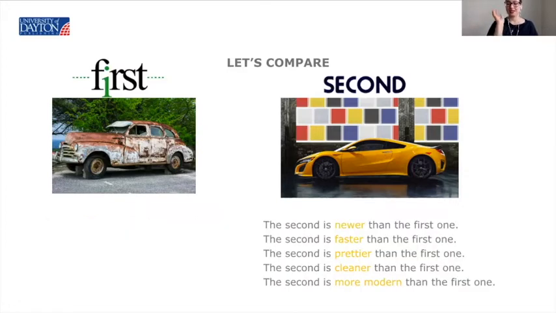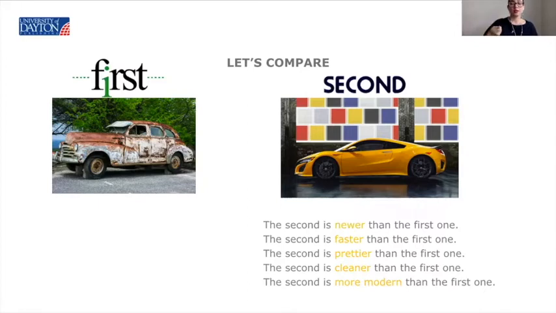Okay. The second is newer than the first one. The second is faster than the first one. The second is prettier than the first one. The second is cleaner than the first one, and the second is more modern than the first one. As you can see, all of them end in ER except for the last one. What must be the difference? We got the original words that probably were shorter, and then we got modern that has 2 syllables, but we're gonna see the rules in a bit, okay?